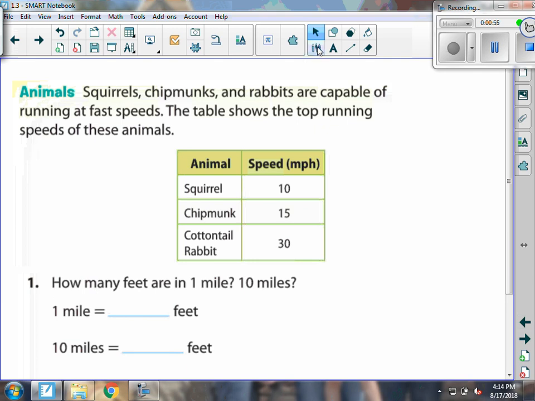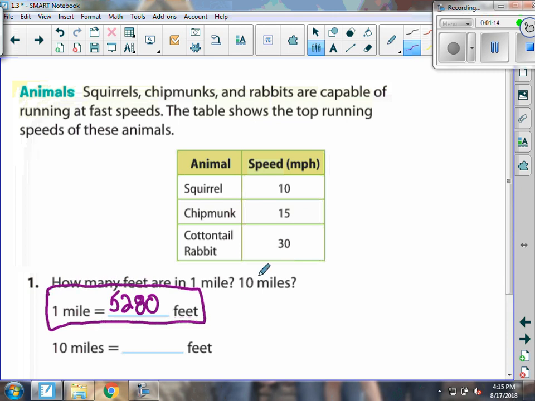So question 1 says, how many feet are in 1 mile? So there are 5,280 feet in a mile. This is actually one of the numbers that you need to memorize. There's two numbers I want you to memorize. This is one of them.